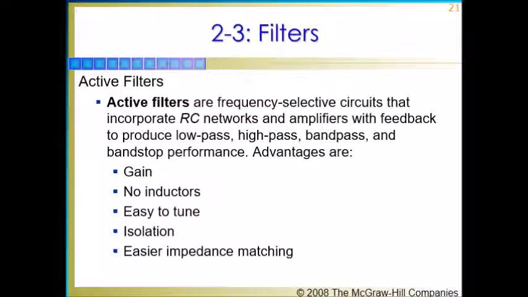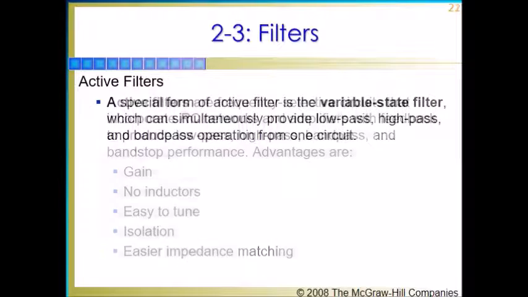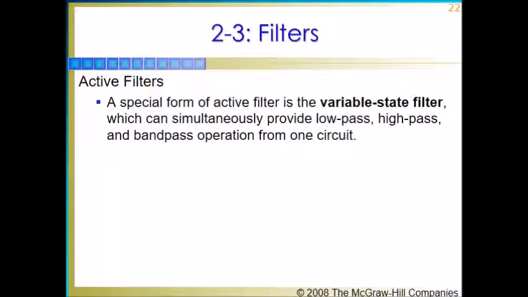Third, easy to tune. Because selected resistors can be made variable, the filter cutoff frequency, center frequency, gain, Q, and bandwidth are adjustable. Fourth, isolation. The amplifiers provide very high isolation between cascaded circuits because of the amplifier circuitry, thereby decreasing interaction between filter sections. Fifth and last advantage is easier impedance matching. Impedance matching is not as critical as with LC filters. A special form of active filter is the variable state filter, which can simultaneously provide low pass, high pass, and band pass operation from one circuit.